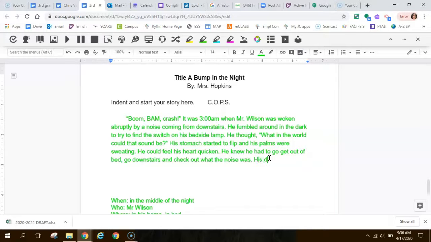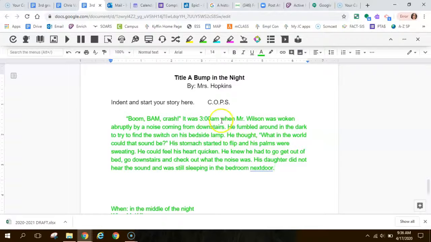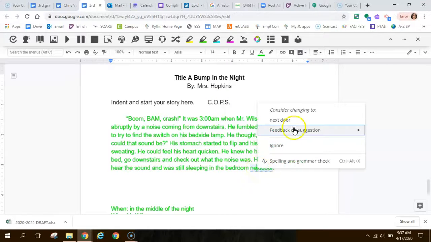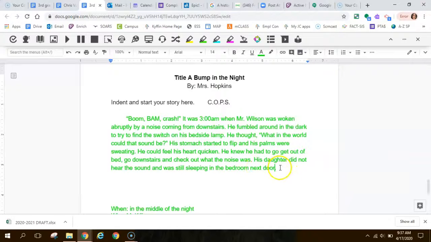Okay, so his daughter did not hear the sound and was still sleeping in the bedroom next door. All right, so let's go ahead and do COPS for this final thing. Something's wrong with it here. So there's a capital. Let's see if it's organized. His daughter did not hear the sound and was still sleeping in the bedroom next door. Punctuation, I've got that. And then I don't know what this is. Let's go ahead and say, oh, next door is 2 words. That's why. So now I've fixed that.